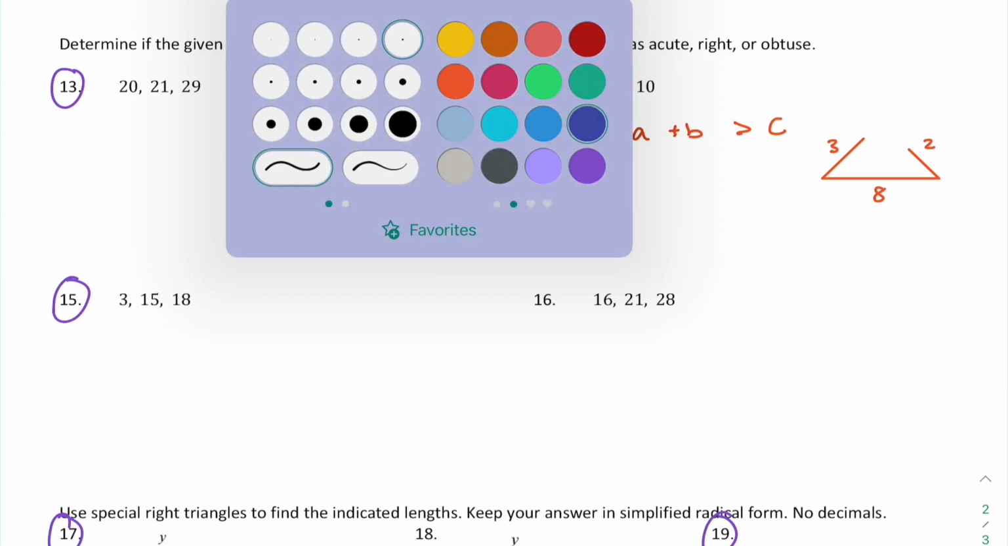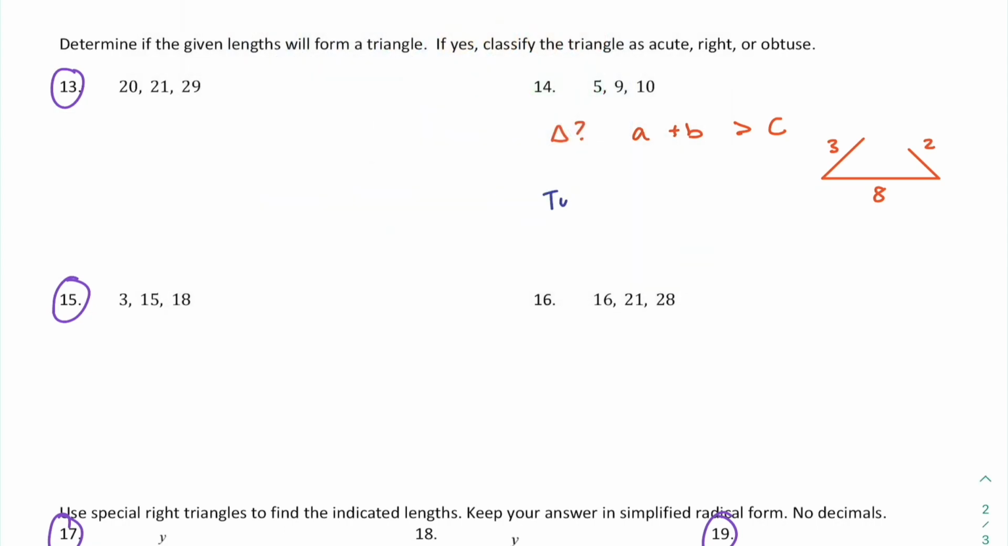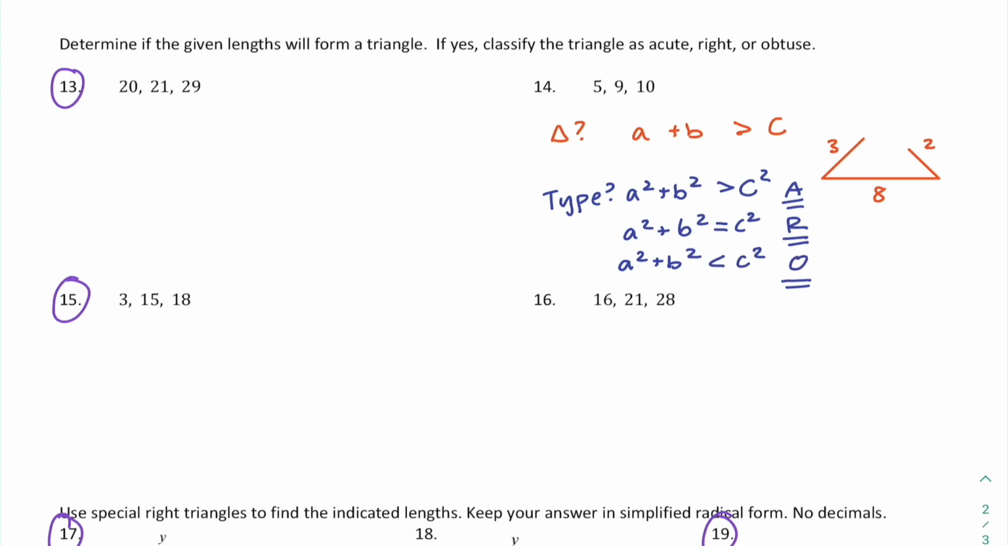After that, we look at the Pythagorean theorem again, and we try to figure out what type of triangle it is. So if I do the Pythagorean theorem, and I end up with a squared plus b squared being greater than c squared, that is an example of an acute triangle. If a squared plus b squared equals c squared, that is a right triangle. And if a squared plus b squared is less than c squared, that is an obtuse triangle. So those are the tests that we are doing with these values.